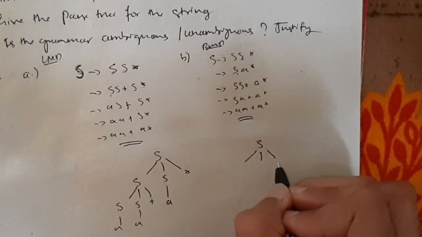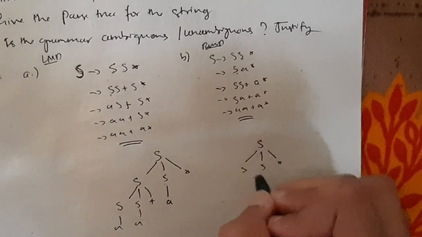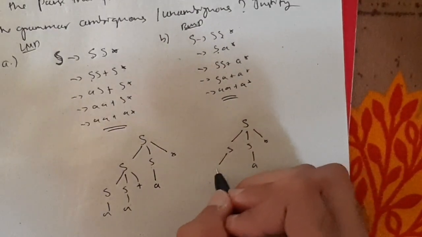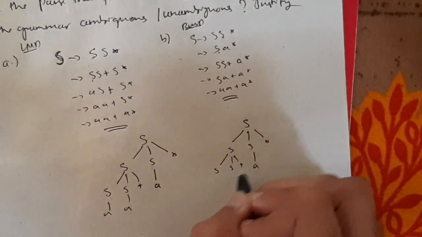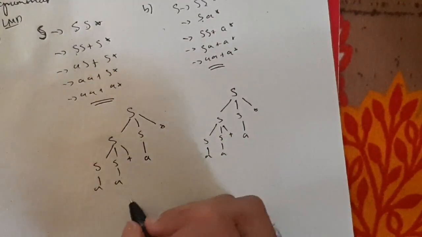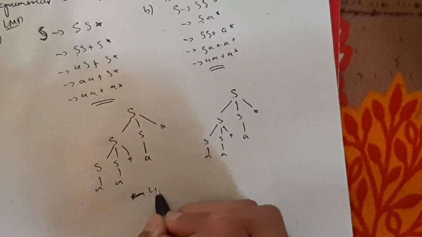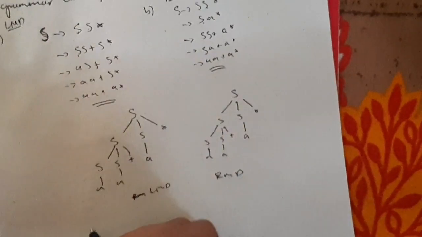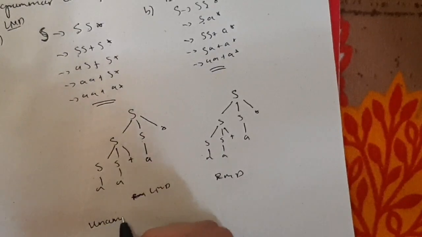Here I'll be having star S S, and this was substituted as a first. Then what I did here, I wrote this as S and plus, and this was written as a, this was also written as a. As you can see, the LMD and RMD both are same. So this is LMD and this is RMD, both are same. So if both are same, what does that mean? It's unambiguous. If both are same, it means unambiguous.